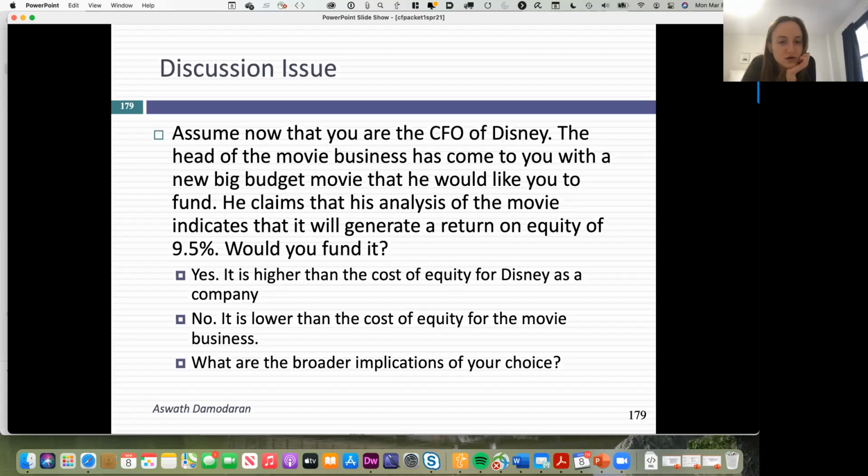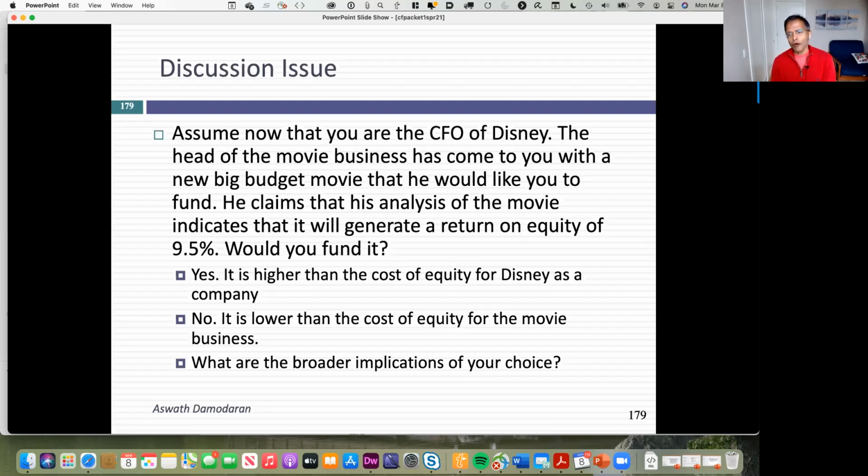I would say no, because it's lower than the cost of equity for the business. You'd use the cost of equity for the business. So you'd say no. Okay, let me play devil's advocate. But we're all part of the Disney family. Disney's cost of equity is 8.5%.